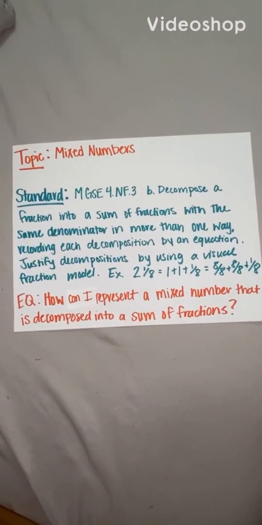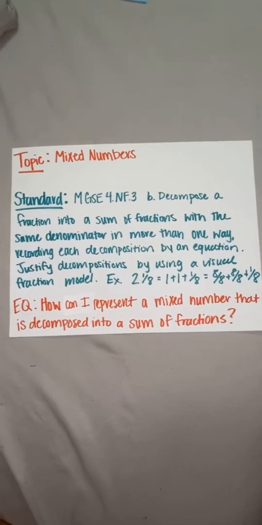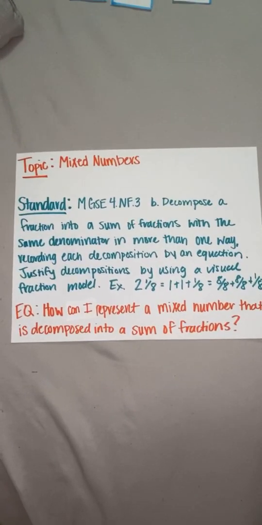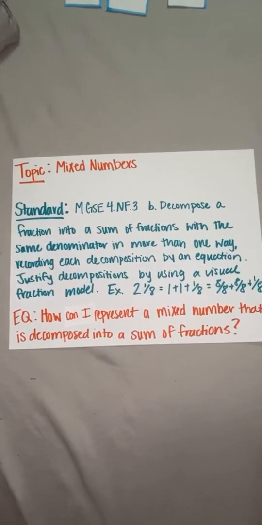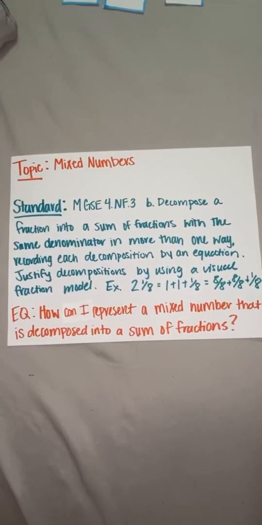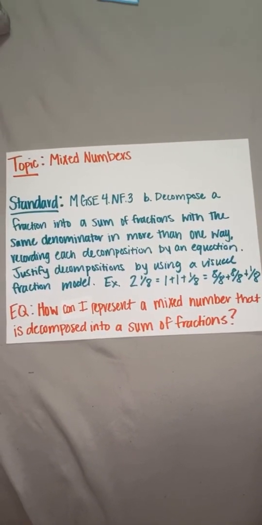Our topic for the next activity is going to be mixed numbers, and we're using the 4th grade Georgia Standards of Excellence, and we're using Part B of the standard, which is to decompose a fraction into a sum of fractions with the same denominator in more than one way, recording each decomposition by an equation. Justify decompositions by using a visual fraction model.